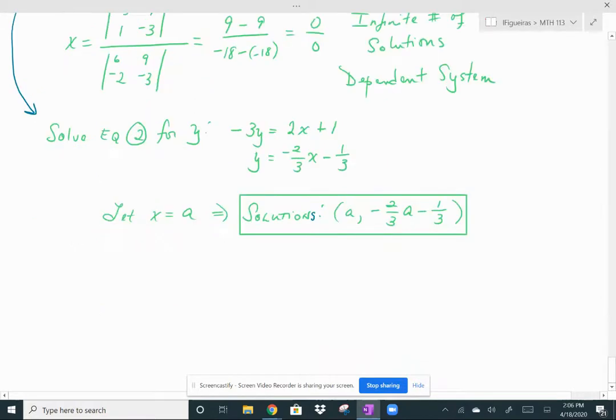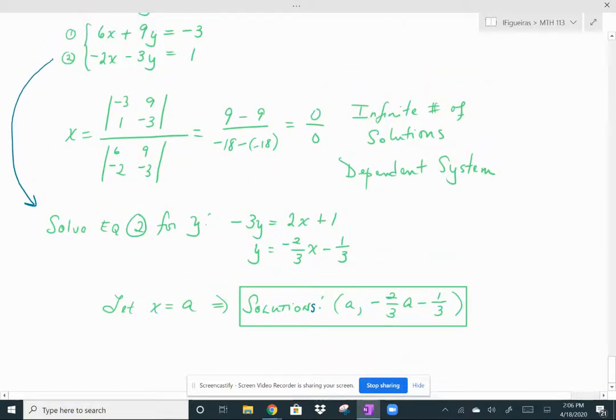Okay, so now you're ready to try section 10.1, try the homework, and any of the methods that we use, substitution, addition method, or Cramer's rule will work to solve the systems.